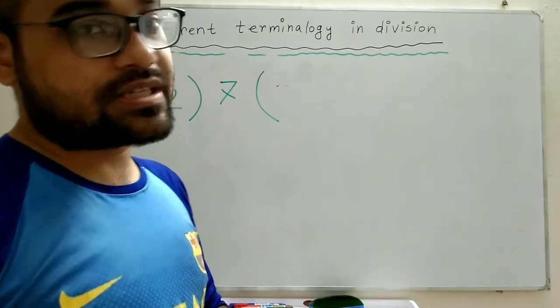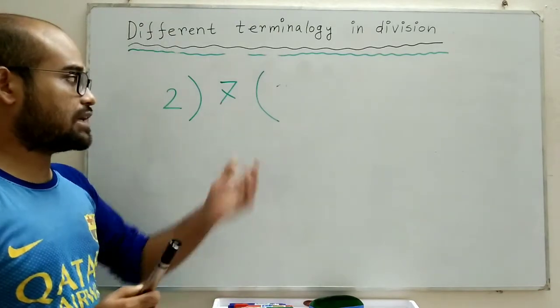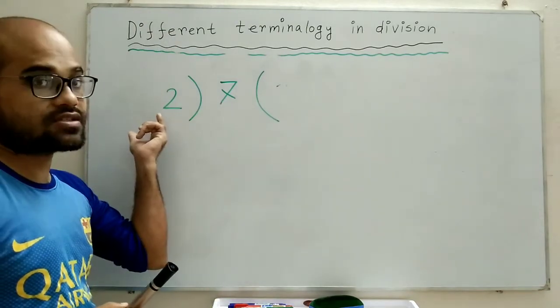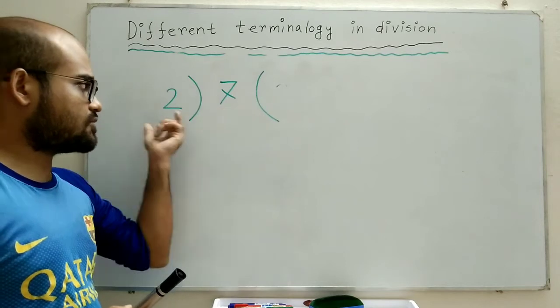Thank you for patiently waiting. As you can see in the second example, our dividend is 7 and our divisor is 2. So we have been asked to divide 7 by 2.